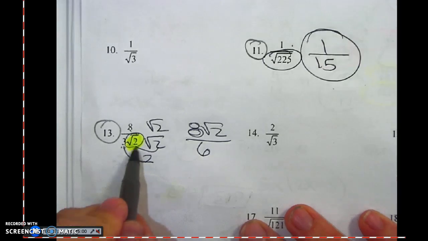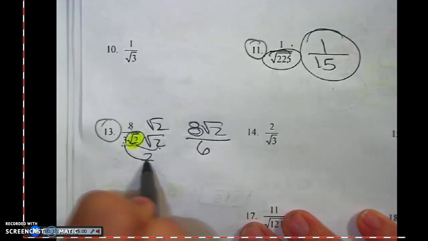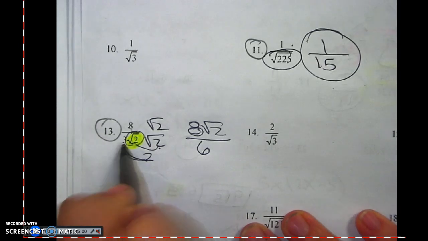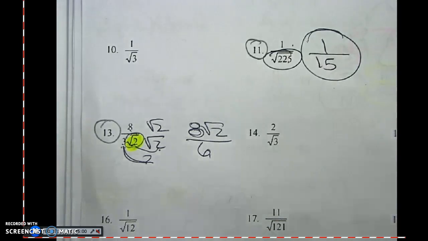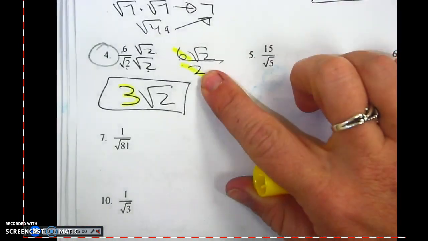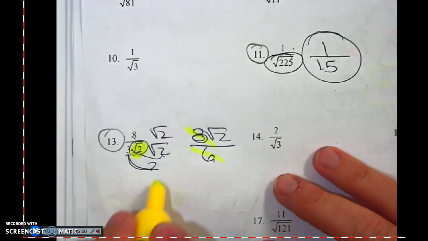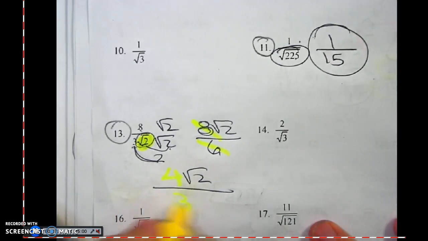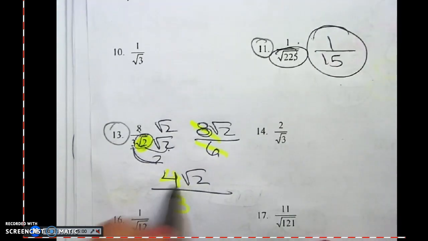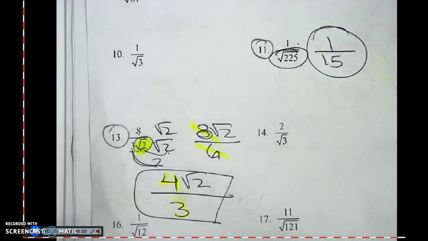Let me say it again. Rad 2 times rad 2 is rad 4. The square root of 4 is 2. But then you also had that 3. So you multiply them. 3 times 2 is 6. Now it's still not good, because just like what you did in number 4, you can simplify. 8 and 6 divide by 2. So there's 4 rad 2 over 3. This is a lot, I know, but you'll practice.